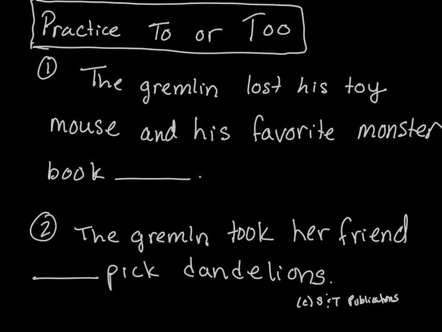Okay. You should have this all written down, but if you don't, then feel free to pause the movie to finish getting your answer down. What's the answer? The gremlin lost his toy mouse and his favorite monster book. TO or TOO? Well, if we replace it with the word also or very, does it work? The gremlin lost his toy mouse and his favorite monster book also. Ooh, that makes sense. It must be the word TOO.